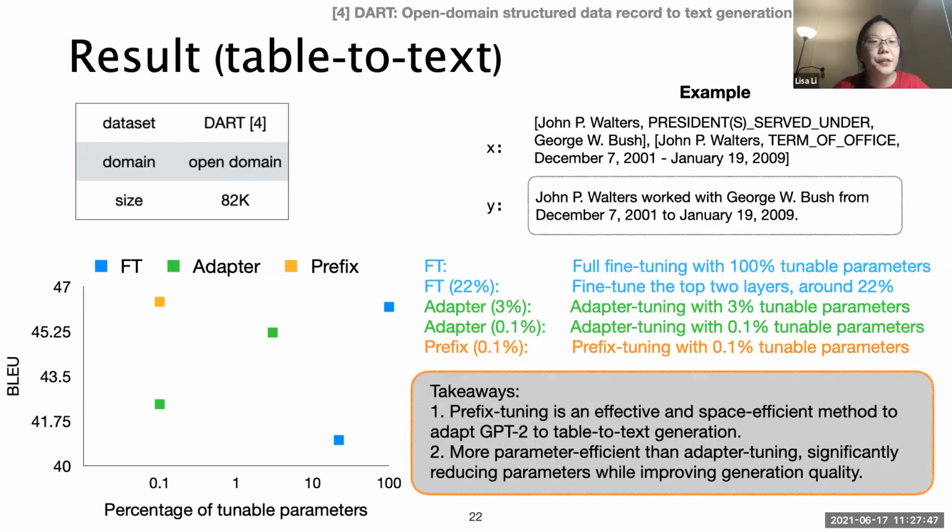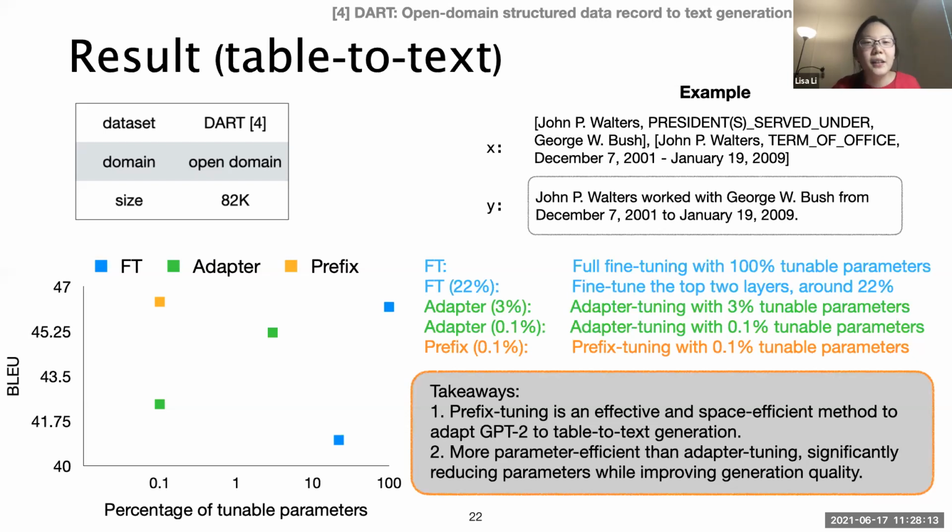And this is our third dataset, DART. It is an open domain dataset because it uses open domain tables from Wikipedia. So here's an example. It has the same data format as the WebNLG dataset. That is, it has a sequence of entity, predicate, entity triples, and the task is to write a textual description of the sequence. So we observe a similar trend.